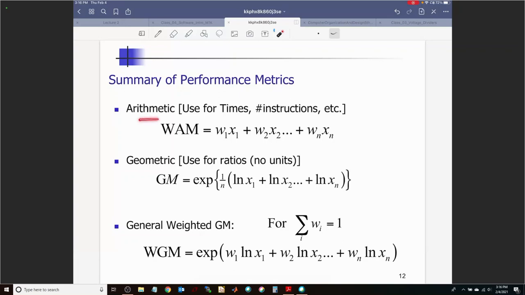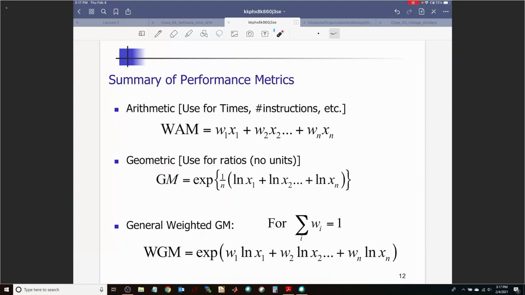So you used arithmetic mean essentially when the fraction of the time for which the instructions were being used was not that different. For times and the number of instructions, if you use arithmetic mean, you are fine. You would be okay. But you would not be able to use that in order to compare CPU times for different computers.